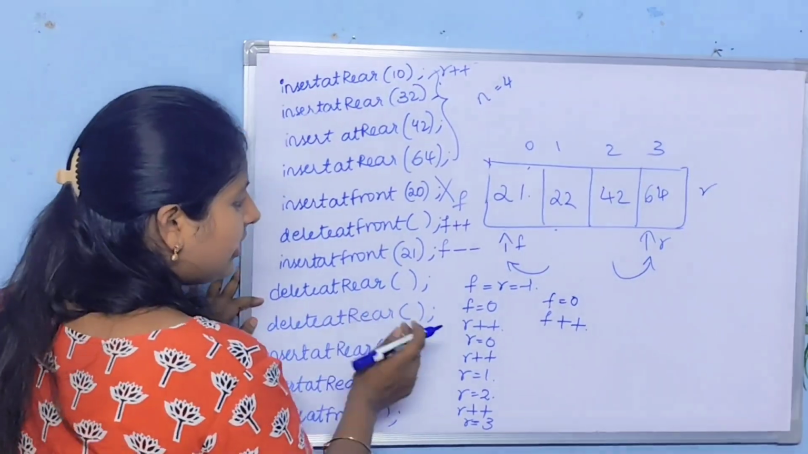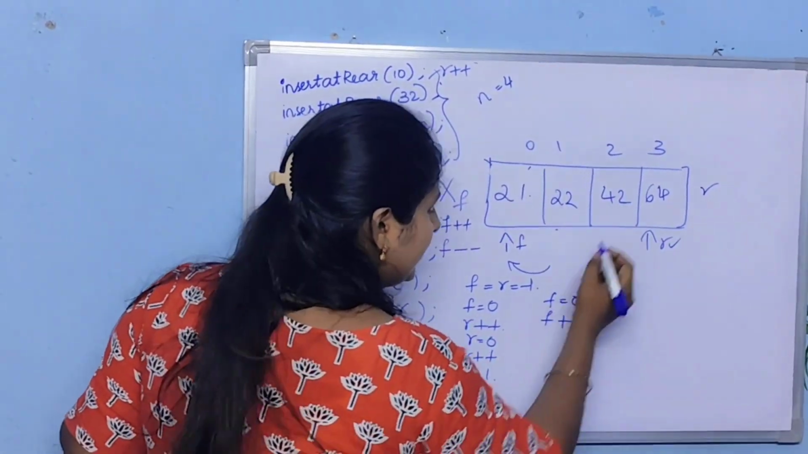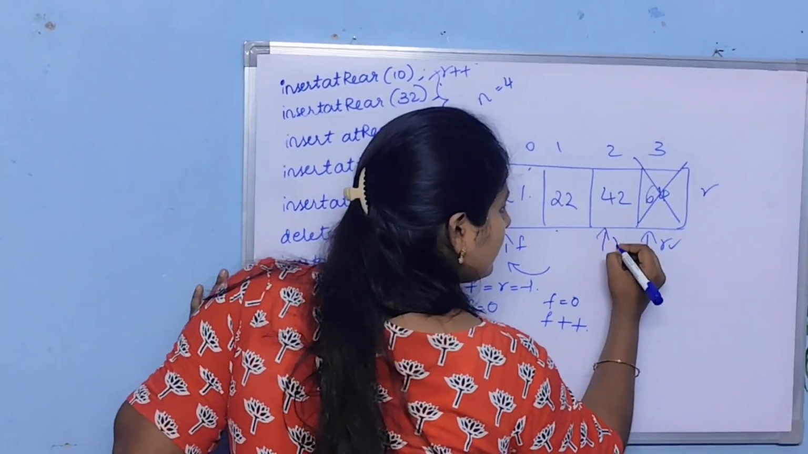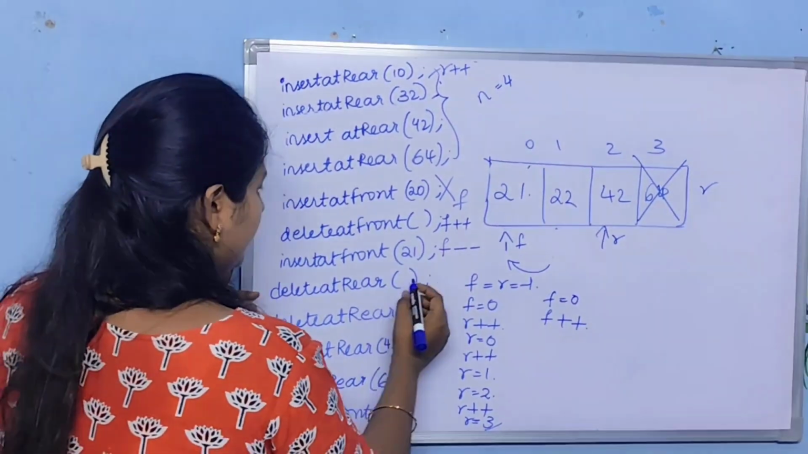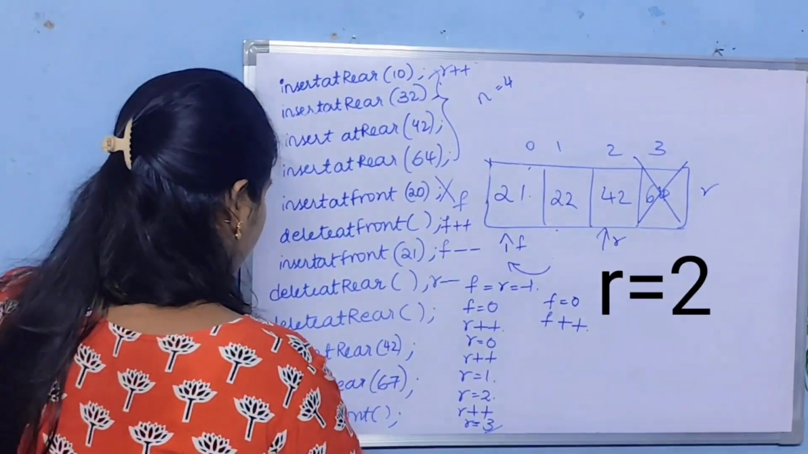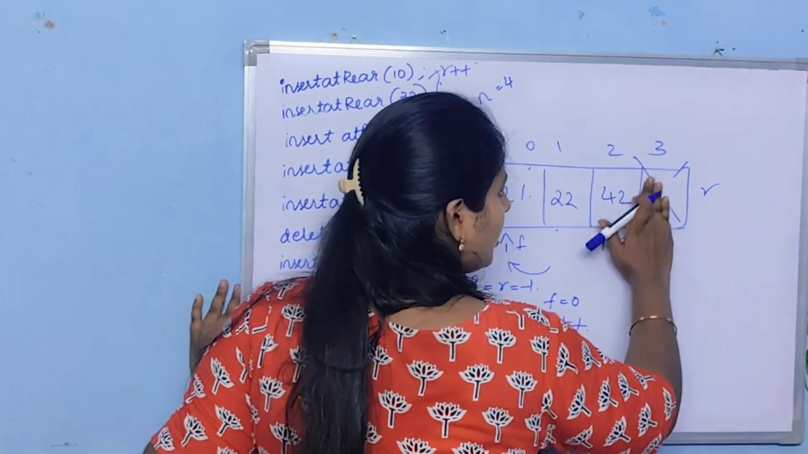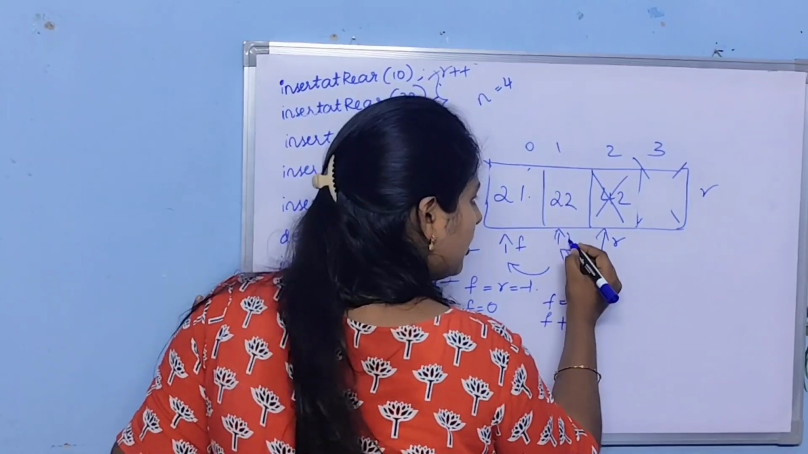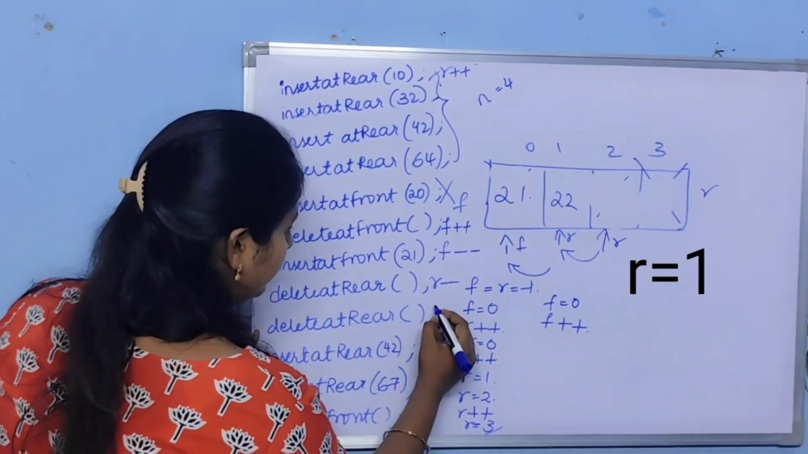Right? Delete at rear. So what is my rear right now? 3. This is my rear right now. So if I delete the element from there, what is my last element being seen? R. So what is happening? R is being decremented. So R minus minus, right? Again, delete at rear. Again, I'm trying to delete elements. So this got deleted. Now I try to delete this element also. This rear shifted to left. So what is happening again? Rear is getting decremented.